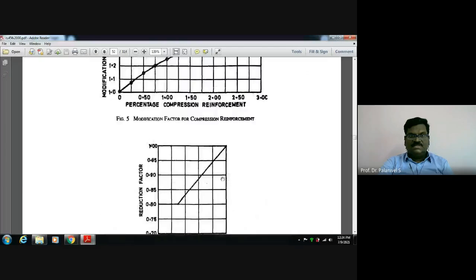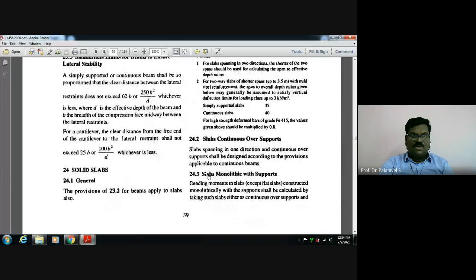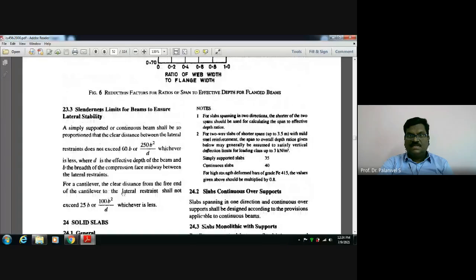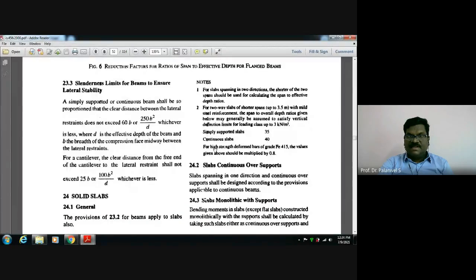Okay, just a few minutes. Clause 24.1 of the IS code is given here. Simply supported slabs 35, continuous slabs 40. For high strength deformed bar of grade Fe 415, the values given above should be multiplied by 0.8. It means 80% of it should be taken.